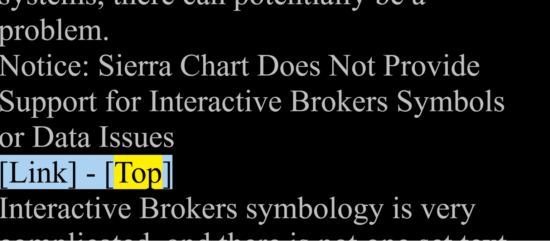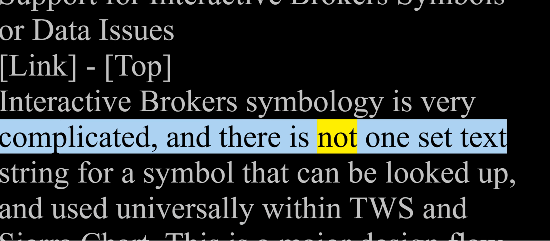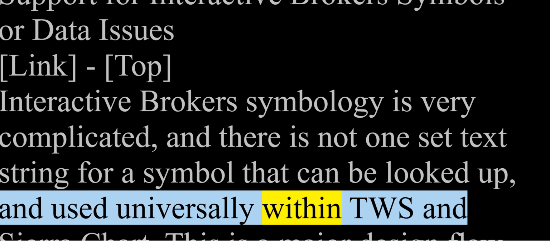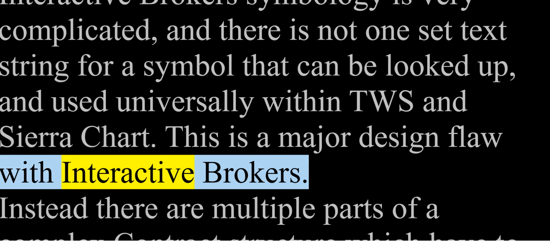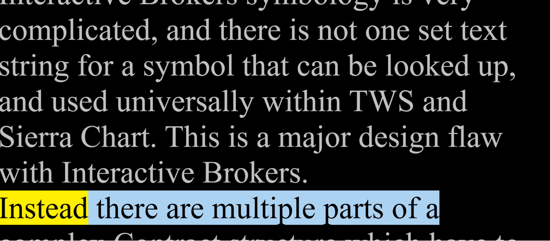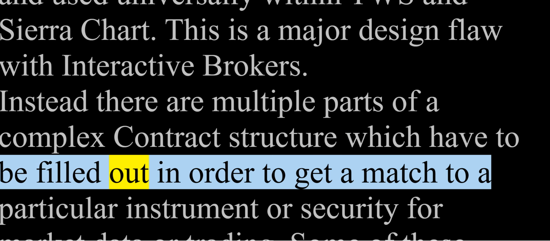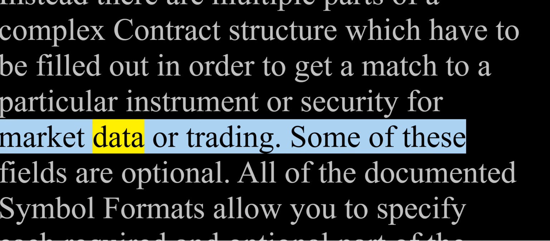Interactive Brokers symbology is very complicated, and there is not one set text string for a symbol that can be looked up and used universally within TWS and Sierra Chart. This is a major design flaw with Interactive Brokers. Instead, there are multiple parts of a complex contract structure which have to be filled out in order to get a match to a particular instrument or security for market data or trading.